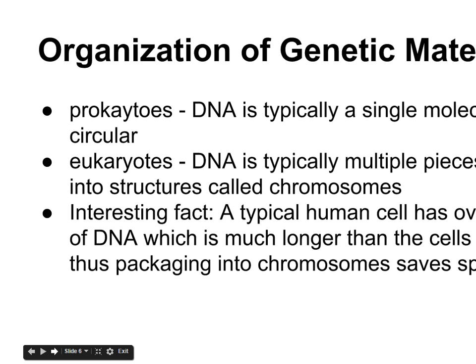Organization of the genetic material. Prokaryotes, DNA is typically a single molecule and circular. In eukaryotes, the DNA is multiple pieces and is divided into structures called chromosomes. A typical human cell has over 2 meters of DNA, which is much longer than the cell's diameter. Thus, packaging into chromosomes will save space.